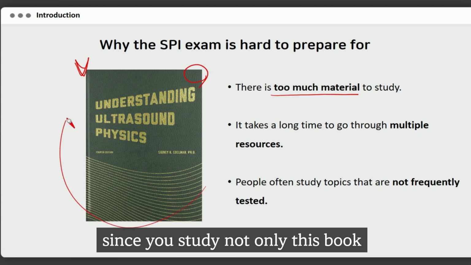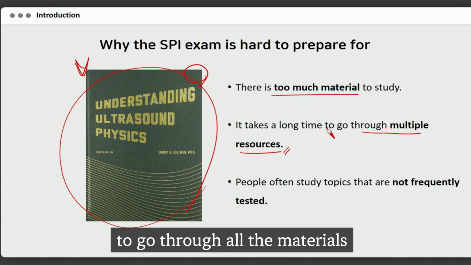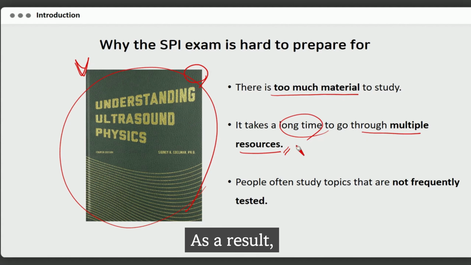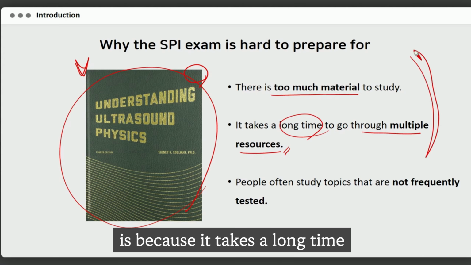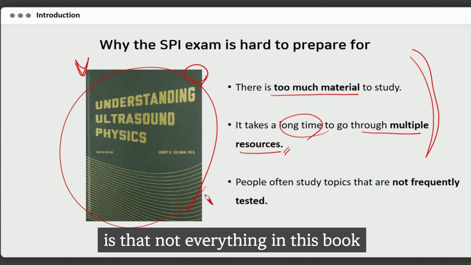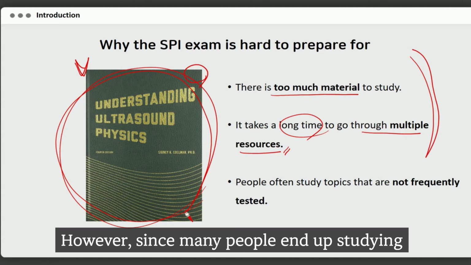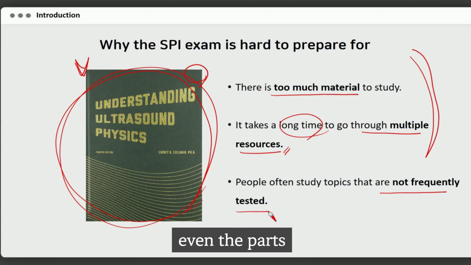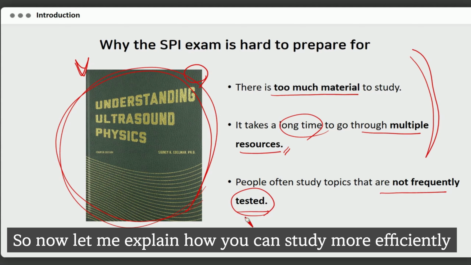And in addition, since you study not only this book but also a variety of other learning materials, it actually takes even longer to go through all the materials. As a result, the reason people find preparing for the SPI exam difficult is because it takes a long time to study all the materials. But the biggest problem is that not everything in this book actually appears on the exam. However, since many people end up studying even the parts that won't appear on the exam, it ends up taking even more time. So now let me explain how you can study more efficiently.